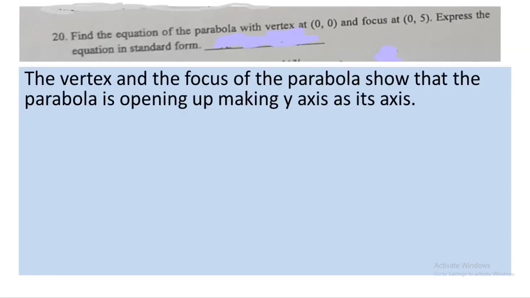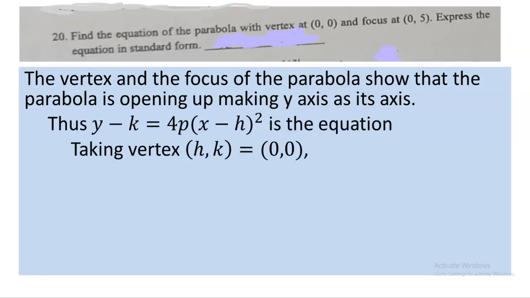So proceeding to the next one, here you are asked to find the equation of the parabola whose vertex is at 0, 0 and focus at 0, 5. And also you are asked to write the equation in standard form. So clearly this can be done the following way. If the vertex is at the origin and the focus is at 0, 5, clearly the parabola is opening up and it's having its axis, the y-axis, right?